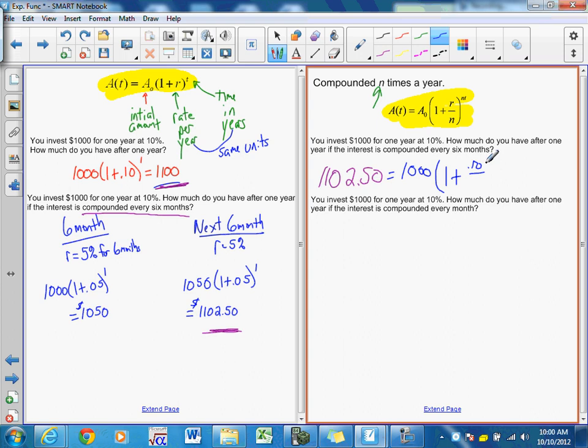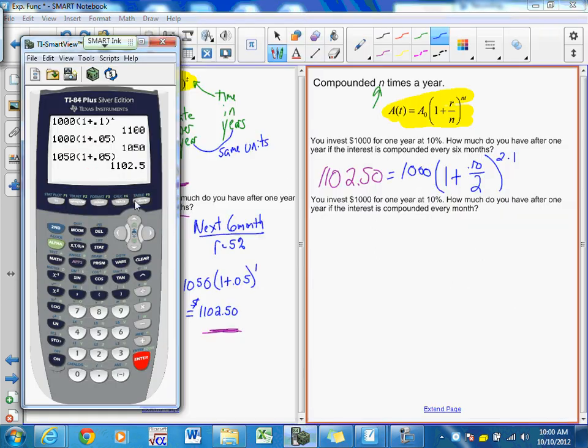But we compound it every 6 months. So how many 6 months are there in a year? Well, that's twice. Then we have 2 times 1 year. And if we put that in our calculator, we will get this answer right there. So we have 1,000 times 1 plus 0.1 divided by 2, raised to the 2. We get the same answer.